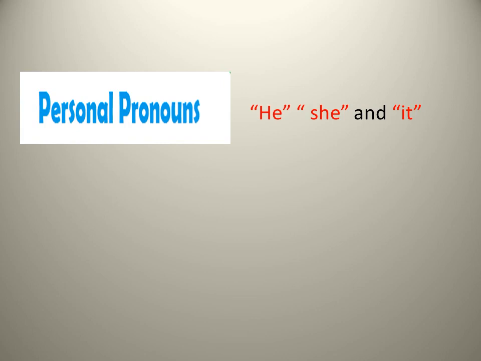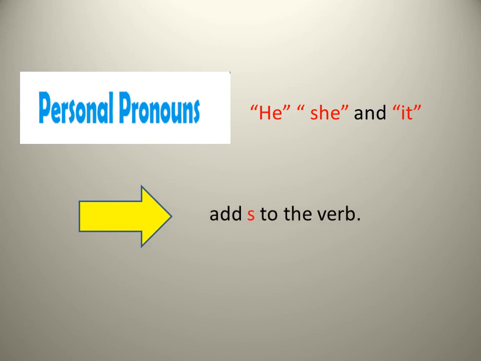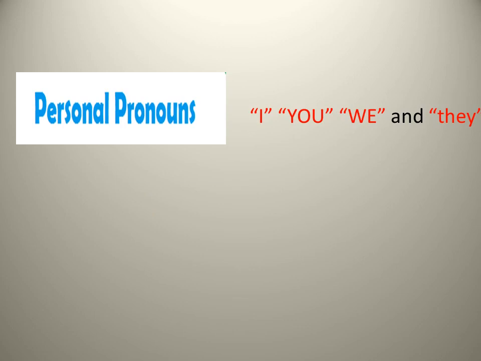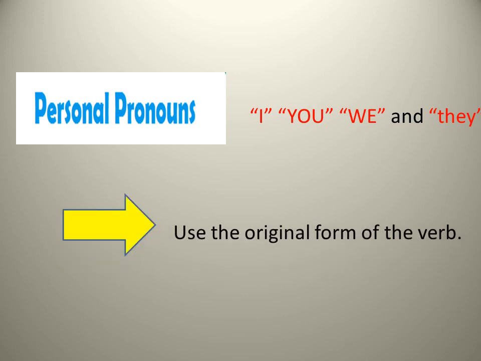Some more rules for simple present tense. Children, whenever there is a personal pronoun in a sentence, he, she, and it, we always add S to the verb. And children, when there is I, you, we, and they in a sentence, we always use the original form of the verb. We don't add S or ES to the verb.